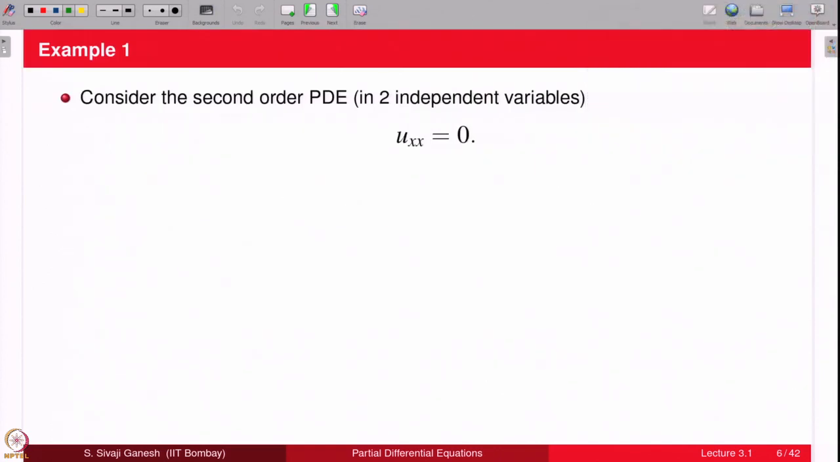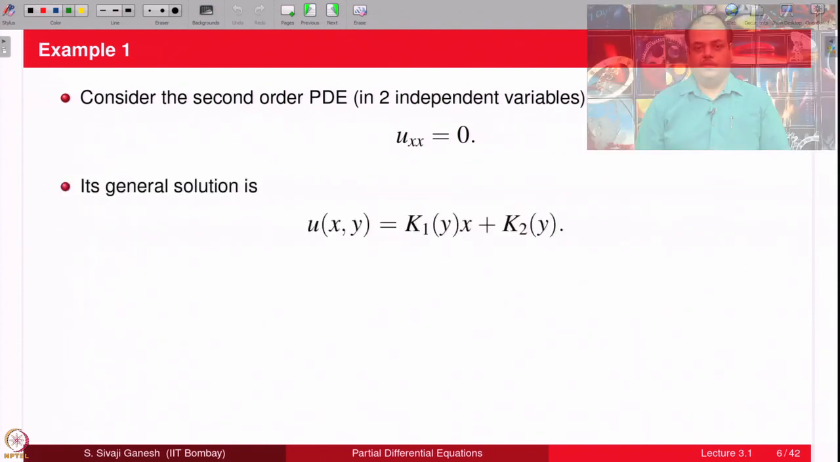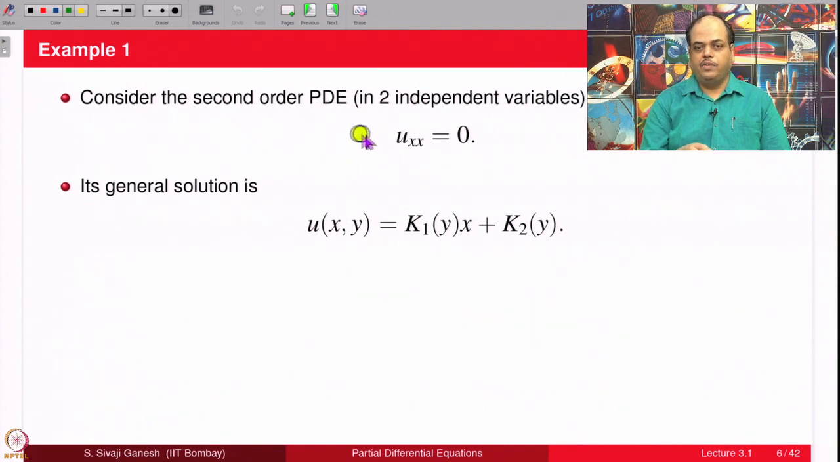Let us start with this second order partial differential equation u x x equal to 0. I have to mention it is in two independent variables because it is not clear from the equation. So, its general solution we can write down, this is actually an ODE with respect to x. Therefore, when you integrate first time, u x of x y will be constant with respect to x. So, it will be some arbitrary function of y, that is k 1 y. Integrate once more, you get u of x y equal to k 1 y x plus k 2 y.